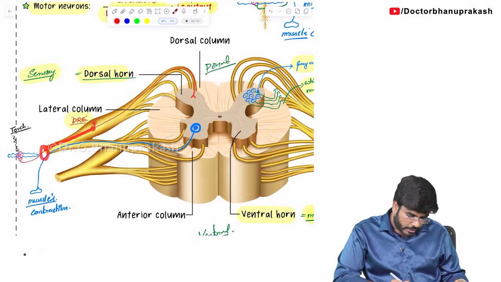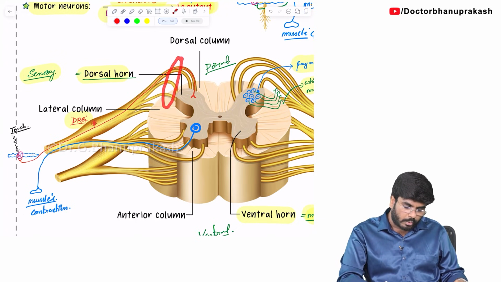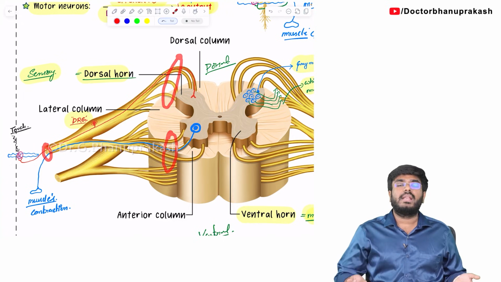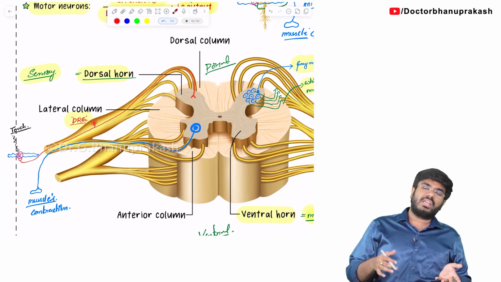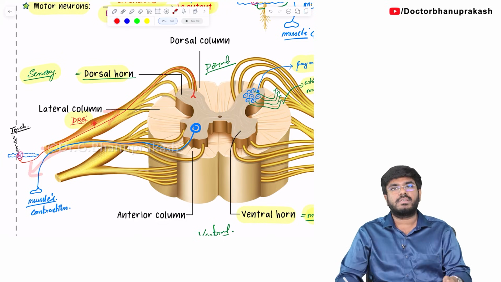Spinal nerves contain both sensory neurons as well as motor neurons. You understand? See, roots are pure. Dorsal roots are purely sensory. Ventral roots are purely motor. But what about the spinal nerves? Spinal nerves are mixed. Spinal nerves contain both the sensory neuron as well as the motor neuron. Information is going towards the central nervous system, and information is coming out of the central nervous system.